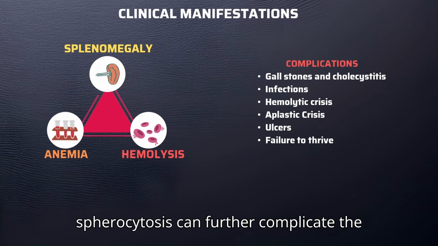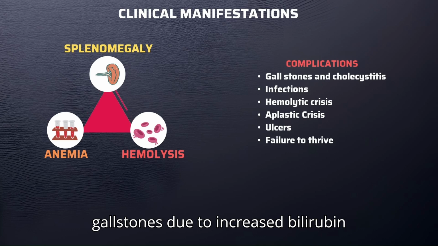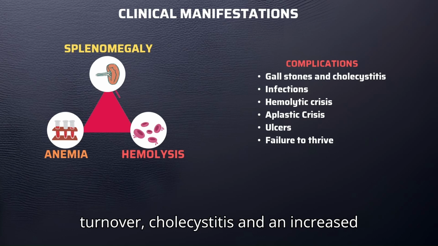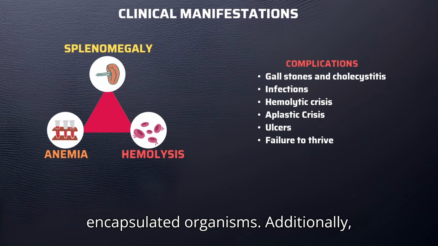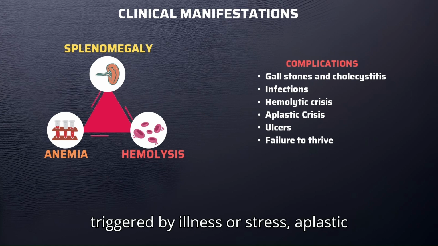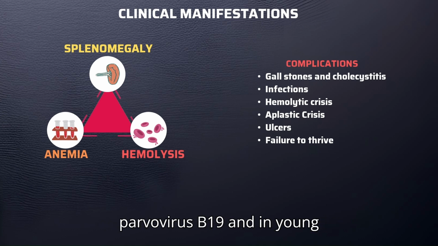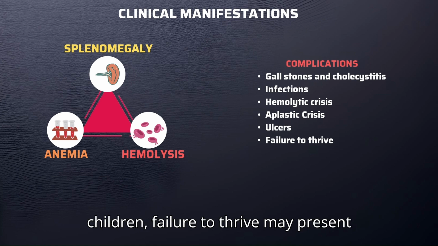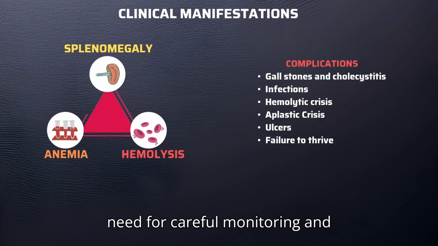Hereditary spherocytosis can further complicate the clinical picture, as patients may develop gallstones due to increased bilirubin turnover, cholecystitis, and an increased risk of infections, especially from encapsulated organisms. Additionally, they may also face hemolytic crisis triggered by illness or stress, aplastic crisis often related to infections by parvovirus B19, and in young children, failure to thrive may present as a prominent concern, emphasizing the need for careful monitoring and management.